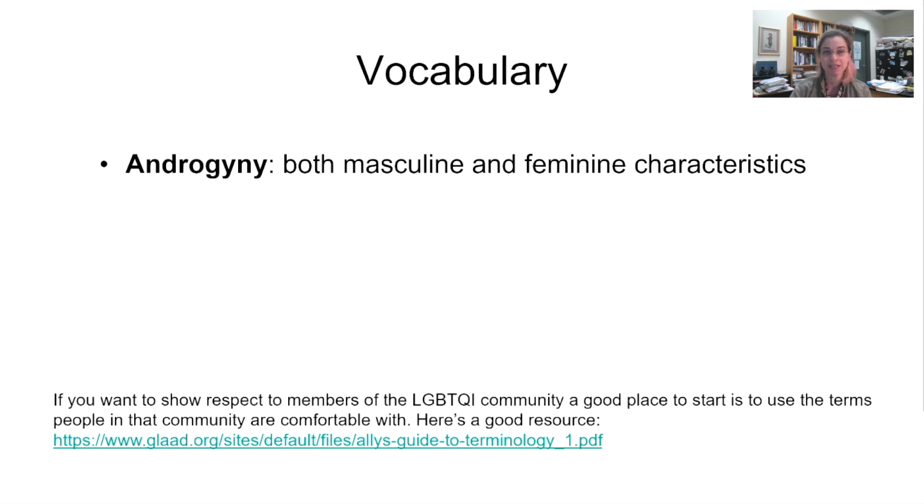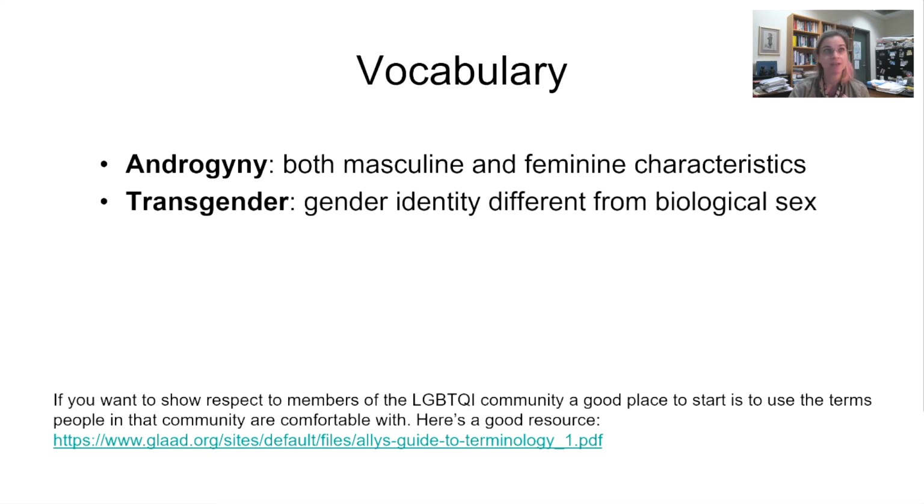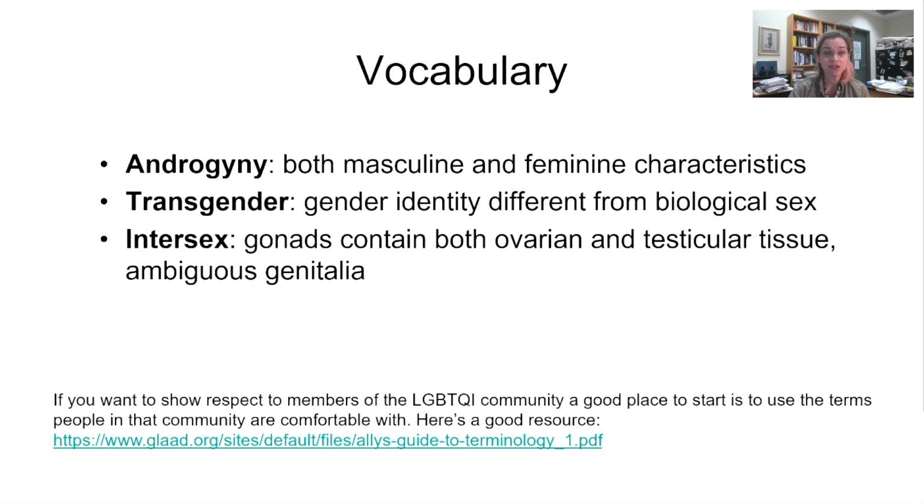Androgyny means an individual who has both masculine and feminine characteristics. Transgender is gender identity different from biological sex. And intersex is an individual who has gonads that contain both ovarian and testicular tissue and ambiguous genitalia.